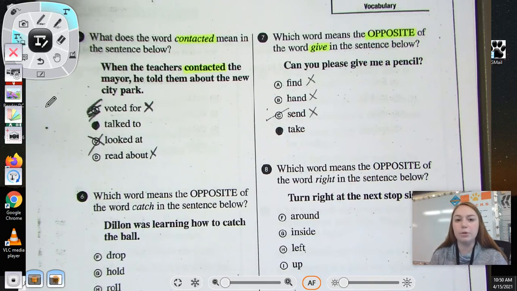You want to read all of your directions. You want to make sure you are going back into your story and looking for answers. That is the key element for comprehension, is looking back in your story. And just use everything that you know and try your best. That's my overall message for you, is just try your best. As long as you do that, that's all we can ask for.